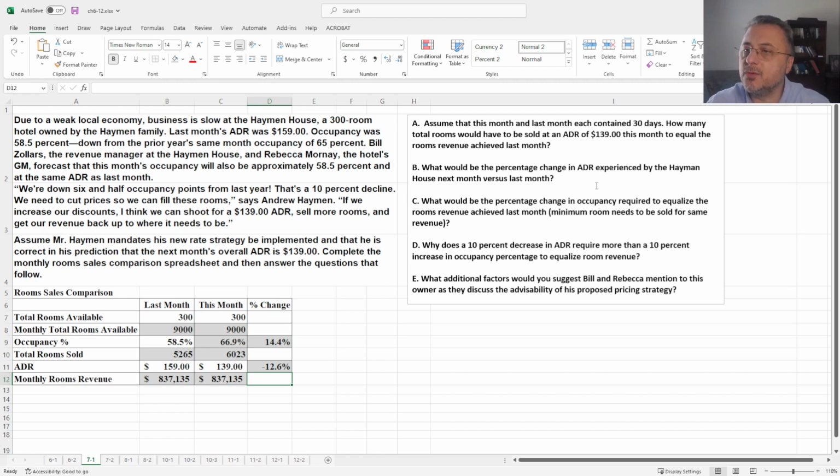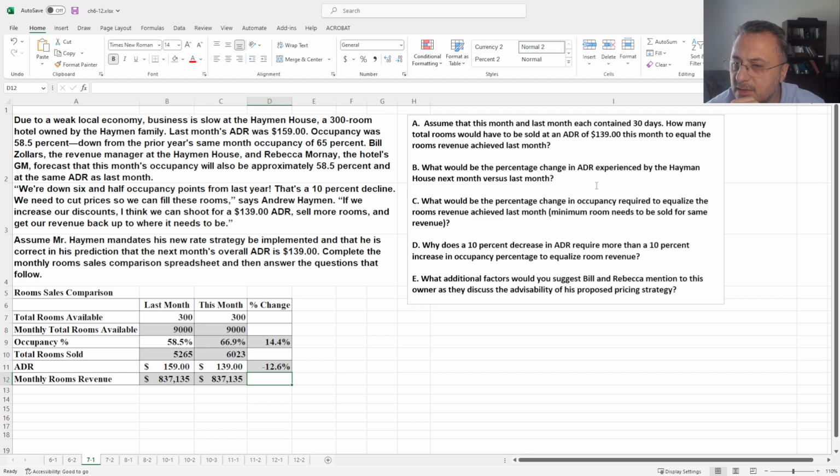Now, if you look at the questions quickly: how many total rooms would have to be sold? 6,023. What will be the percentage change in ADR experienced? Negative 12.6%. What will be the percentage change in occupancy required to equalize the rooms revenue achieved last month? Minimum rooms to be sold for the same revenue, which is a 14.4% change, and total occupancy has to be 66.9%. Once again, these are the minimum numbers when you lower the price. Of course, you need to sell more in order to increase your revenue. But for the given questions, those are the answers.